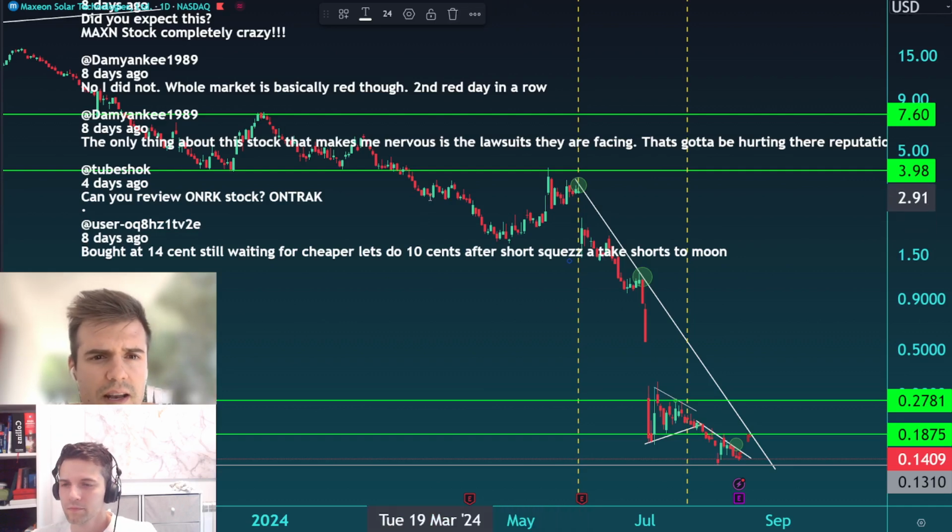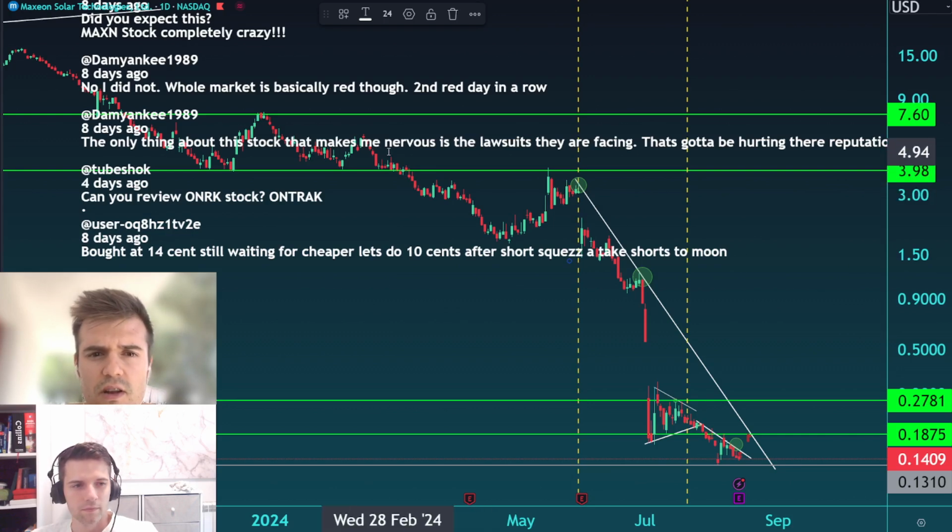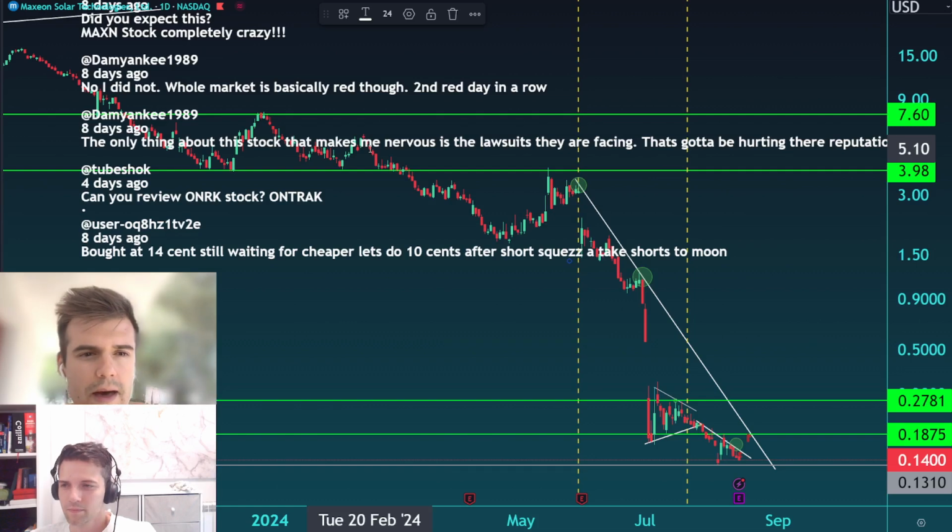Apparently, the lawsuit alleges that Maxeon and its officers made false and misleading statements about the company's business operations and prospects, and failed to disclose that Maxeon relied heavily on exclusive sales of certain products to SunPower Corporation, and other information right here. We have to kind of confirm it, but of course that's something that could affect the stock from the fundamental side. So thank you for that comment, Damn Yankee.